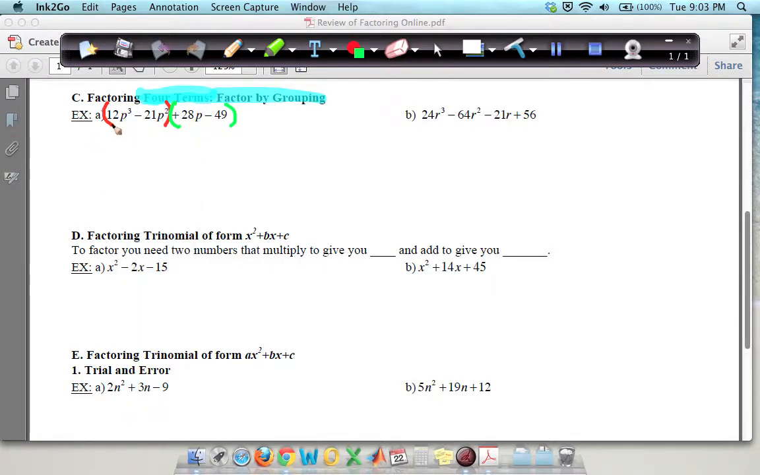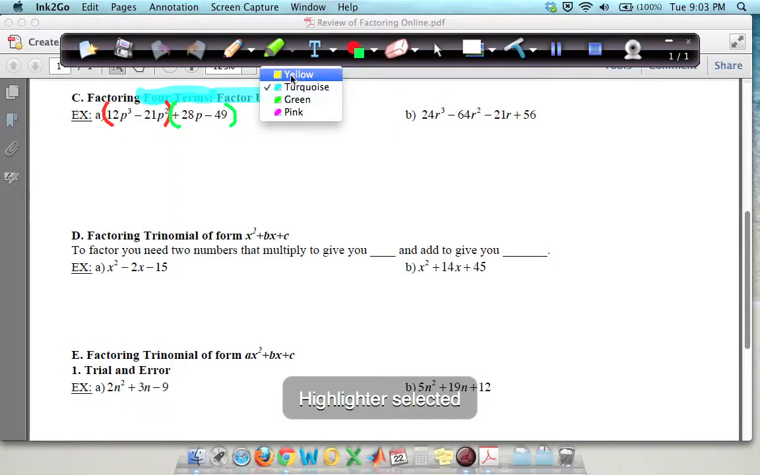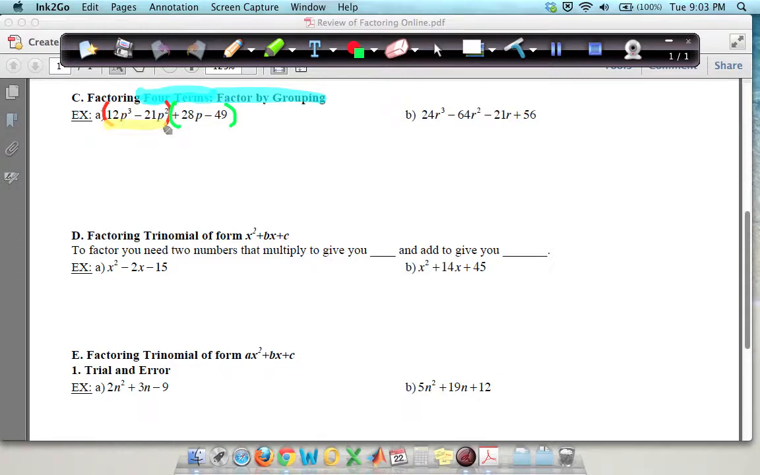So for these first 2 terms here, I'm looking for the GCF of these 2 terms only. And the GCF of 12p cubed and negative 21p squared, the number they have in common is a 3 and then a p squared. And so I'm going to divide both of these by 3p squared, and I get 4p minus 7.